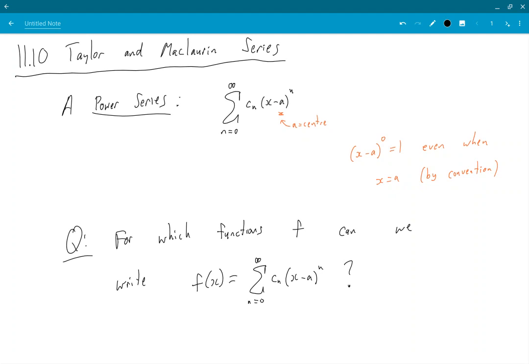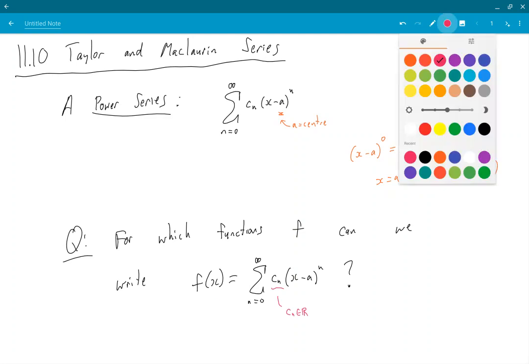Okay, so there's all kinds of questions here. I should emphasize that Cn is a real number. So the only variable on the right-hand side is the x. So when can we take a function and write it as a power series? When are we going to have equality here? For which functions f and for which x values is this going to work?